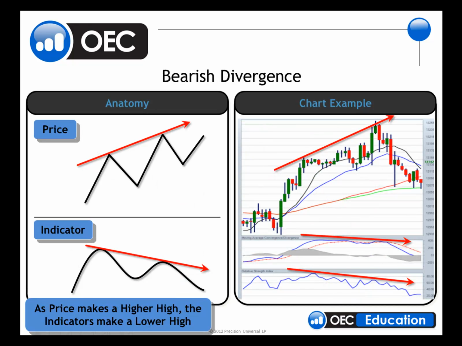An example here of bearish divergence. In this chart example, we can see clearly that price is trending up and it puts in a higher high, with a large candle there at the top and some overextension from the moving averages, along with a lower high on the indicators and a diverging chart structure.